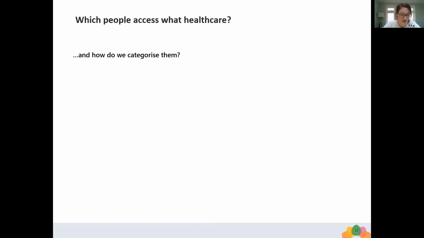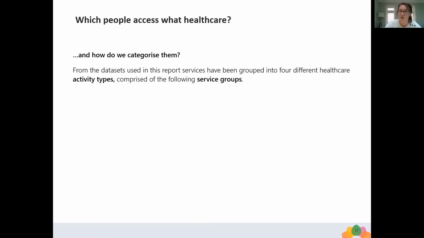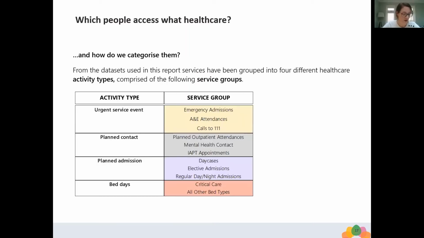Before we look at access, I'll just mention how we categorise our data throughout the report. We've grouped activity into 4 different activity types. So we've got urgent service events, planned contacts, planned admissions and bed days. And within these there are a range of services included. Urgent service events, for example, includes emergency admissions, A&E attendances and 111 calls. And there are some areas of the report where we do go down to service level.